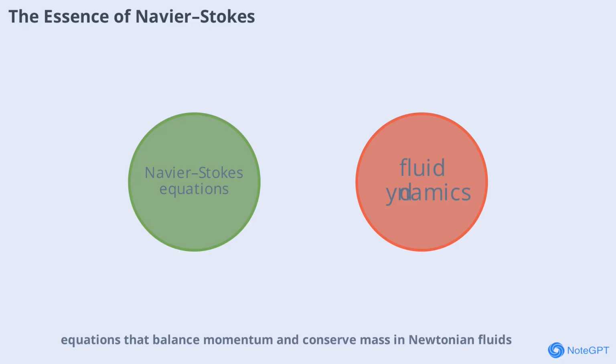At their core, the Navier-Stokes equations are a set of partial differential equations that balance momentum and conserve mass in a Newtonian fluid. This means they help us predict how fluids will behave in countless scenarios, from the flow of air over an airplane wing to the movement of blood through veins. What makes these equations so fascinating is their universality and the fact that, despite their widespread use in engineering and science, some of their deepest mathematical properties remain unsolved mysteries.